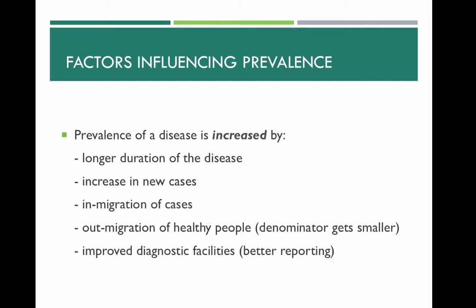You could have an out-migration of healthy people. So if the denominator of your prevalence rate is getting smaller, then the prevalence rate is going to get higher. And lastly, you could have improved diagnostic facilities. So if you have better reporting, more diagnoses, you're going to have a higher prevalence rate.